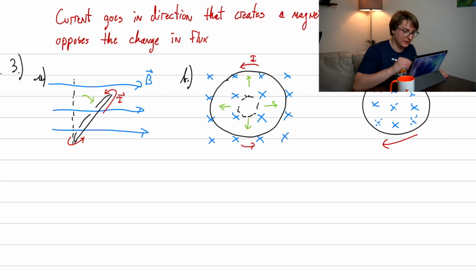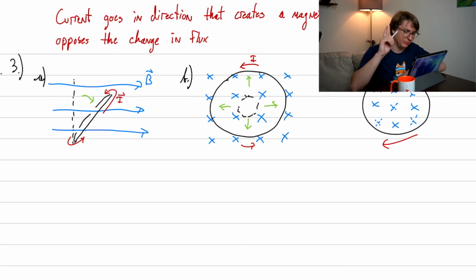Okay, let's do the second example. We have a loop that's small, and then I make it big. So you have a magnetic field that's pointing into the page. That's what these crosses mean. They're going into the page. So is the magnetic flux increasing or decreasing? That's the first question. Well, the area is increasing, so the magnetic flux is actually increasing.